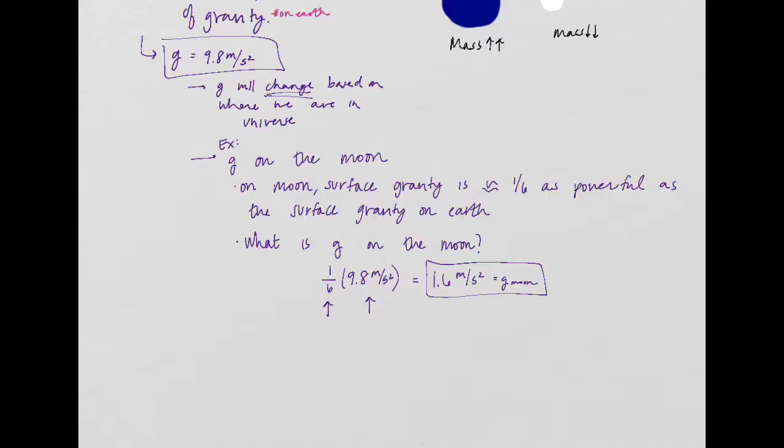Okay, another example. I said that g will be different based on where we are in the universe. g can even be different based on our altitude on Earth.